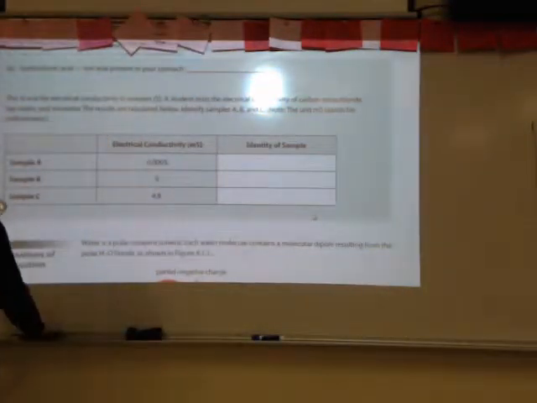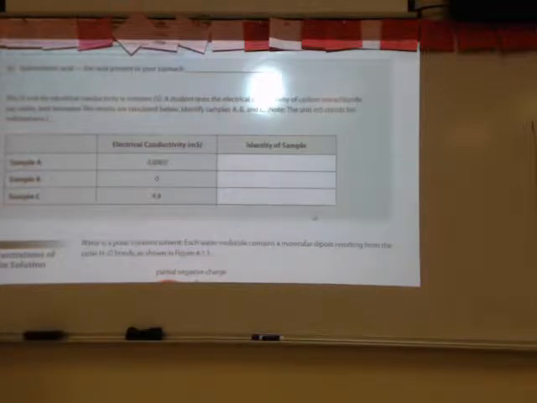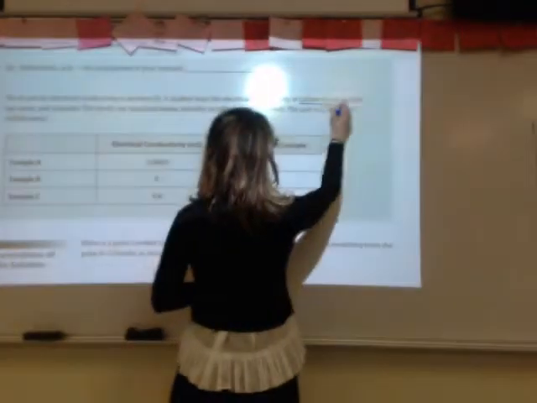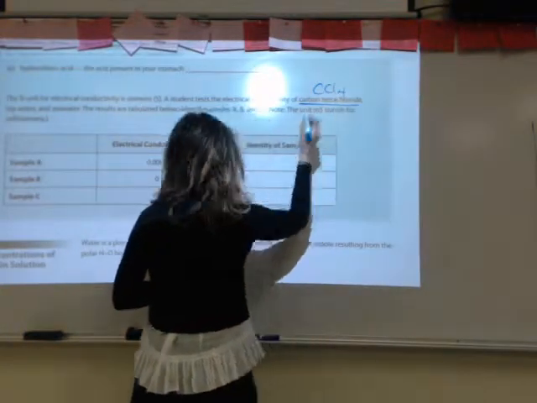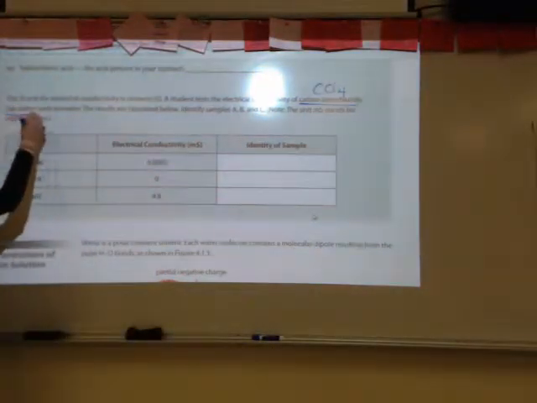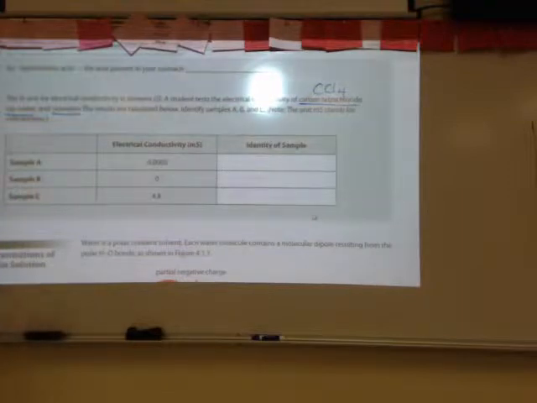All right, the SI unit for electrical conductivity is Siemens. A student tests the electrical conductivity of carbon tetrachloride, which is CCl4, tap water, and seawater. The results are tabulated below. Identify samples A, B, and C.